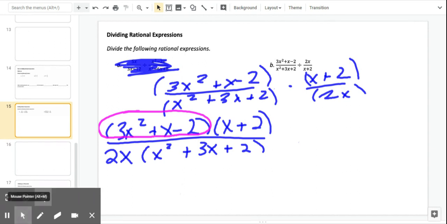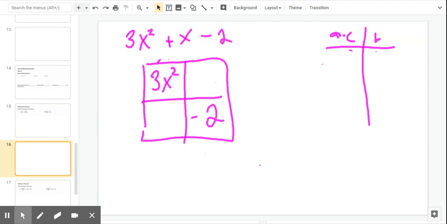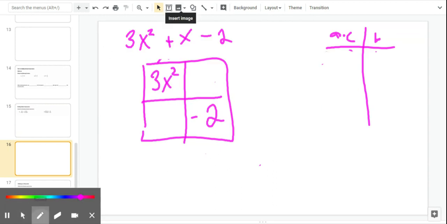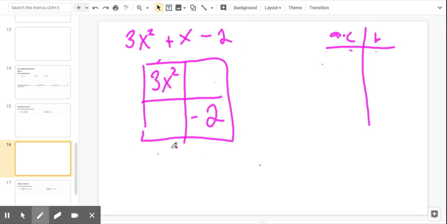So let's quickly talk about box method. So this is what we're factoring here. I've set up the box here. We make our little window. We put our first term here. We put our last term here. We need to figure out what a times c is. So a is 3, c is -2, and b is 1. So, oops, that should be a -2. So a times c is -6 and b is 1.